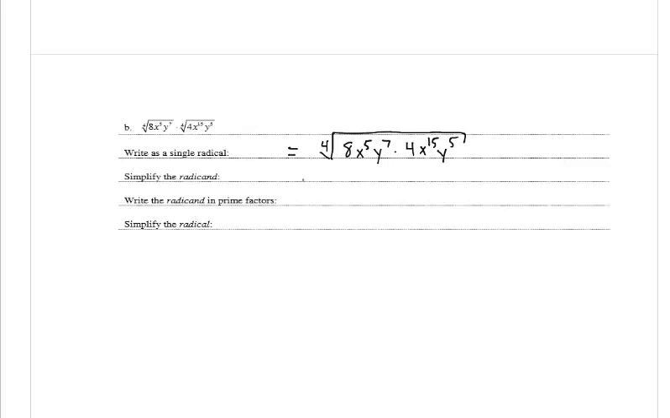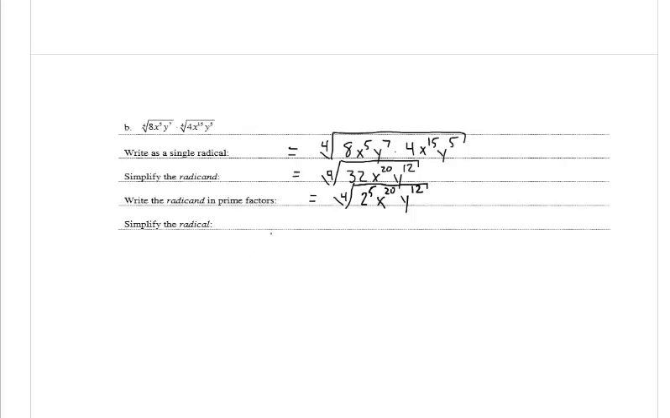And now it wants us to simplify the radicand. So we have the fourth root of 8 times 4 is 32. x to the fifth times x to the 15th is x to the 20th. y to the 7th times y to the 5th is y to the 12th. And now we want to write the radicand in prime factors. So we have the fourth root of 32 can be written as 2 to the 5th. And we have x to the 20th, y to the 12th.